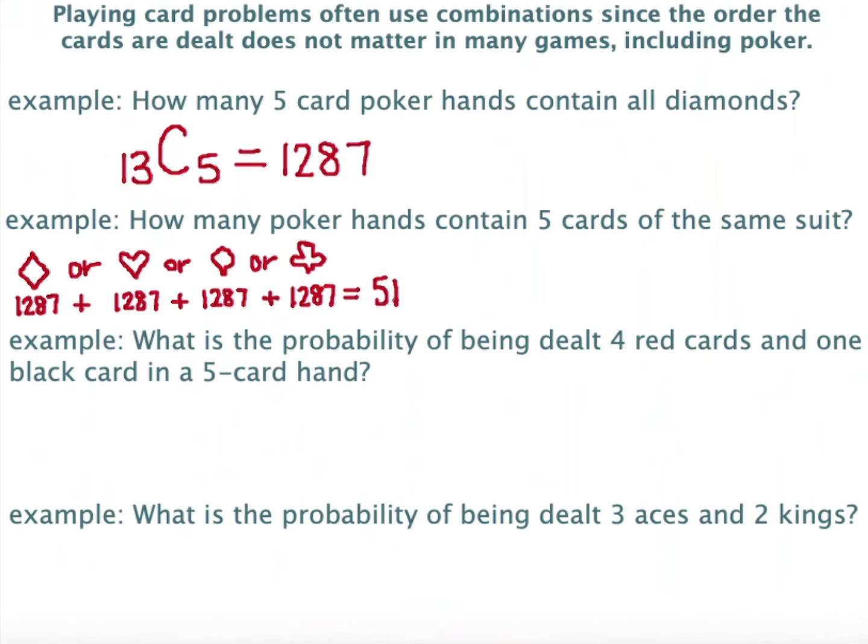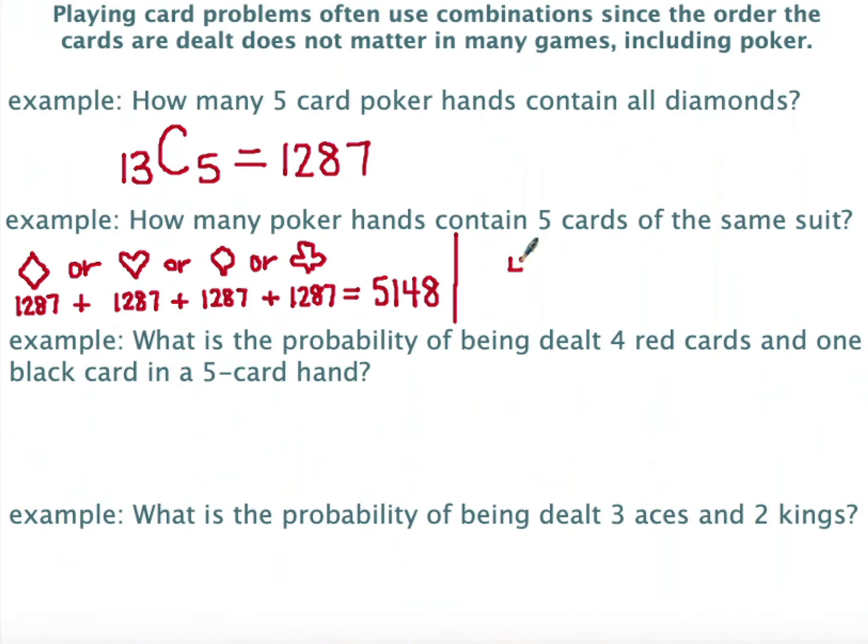So there should be 5,148 ways that you could get 5 cards of the same suit. A lot of times you'll see that calculated in a different way. A very common way of thinking of this is, okay, you want 5 cards of the same suit. You need to do 2 things. First, you need to pick your suit, then you need to pick 5 cards from that suit.